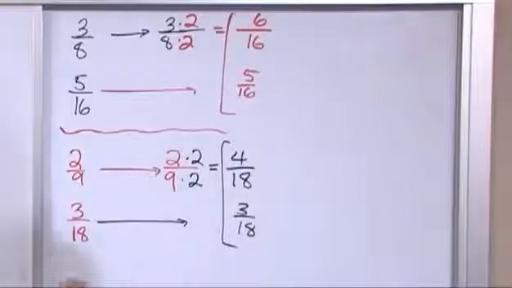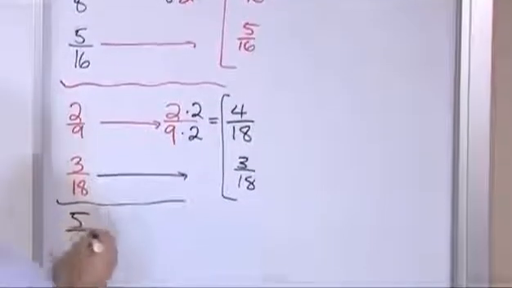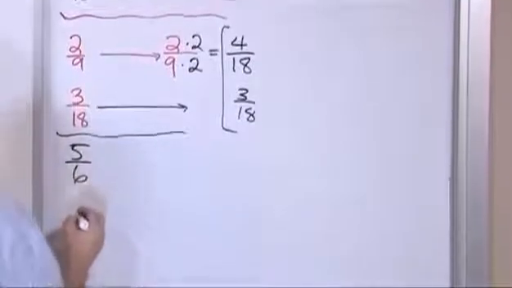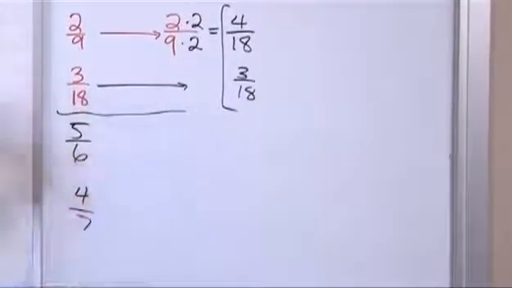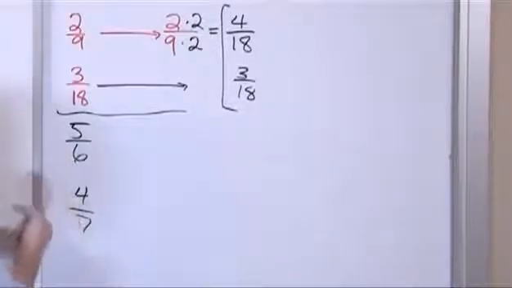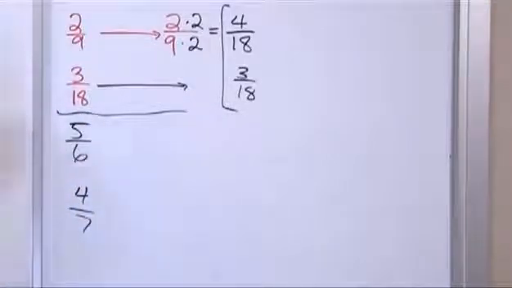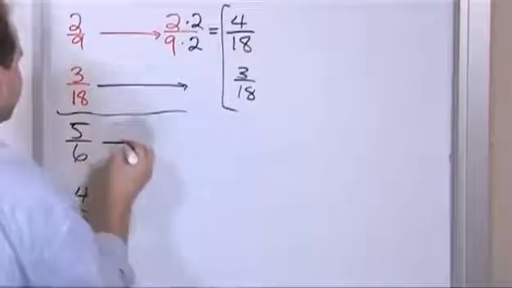So 4/18 and 3/18. But let's go back and do something a little bit more complicated like we were doing a minute ago. What about 5/6 and 4/7? So again, looking at those two denominators, 6 and 7, there's not really a great number that I can pick that's going to just let me mess with one of these fractions. I can't take 6 and multiply it by whatever I want to get 7, and I can't take 7 and multiply by whatever I want to get 6. So I'm really going to need to play with both of these fractions.